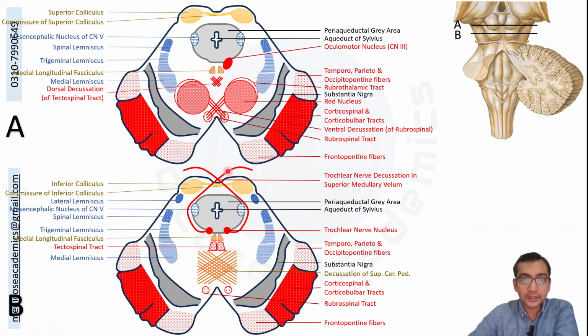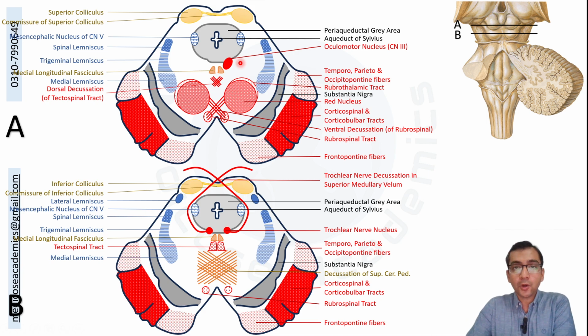Then let us talk about the other cranial nerve nuclei at the upper level, that is the oculomotor nerve nucleus. The oculomotor nerve contains two nuclei here. The main oculomotor nerve nucleus is going to supply all the muscles except the two that are not supplied: the lateral rectus by the abducens and the superior oblique by the trochlear. All the other muscles are supplied by the oculomotor nerve, and those are the general somatic efferent fibers.